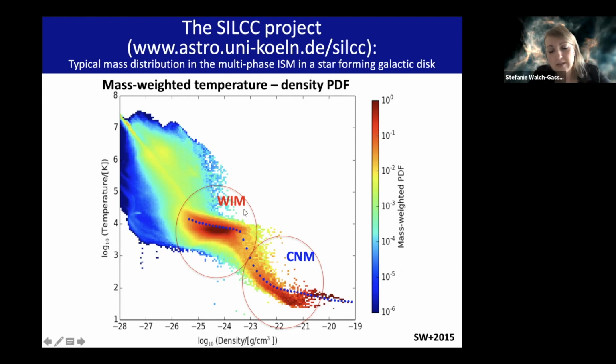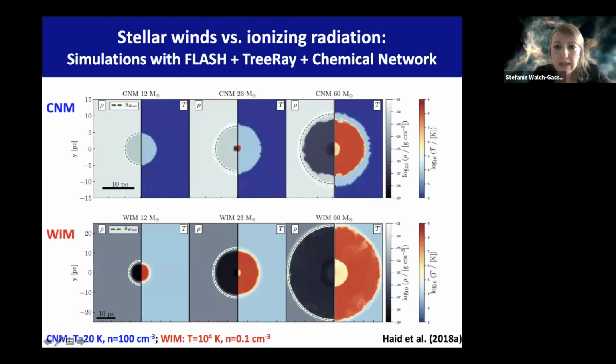So that means that quite a lot of the ionizing radiation is interacting with gas which is already warm and possibly even ionized. And so we studied in this paper in 2018 what happens with regards to the respective momentum input of stellar winds and ionizing radiation when you consider these different environments. We looked in particular at the cold neutral medium and warm ionized medium, and we also did many in between.